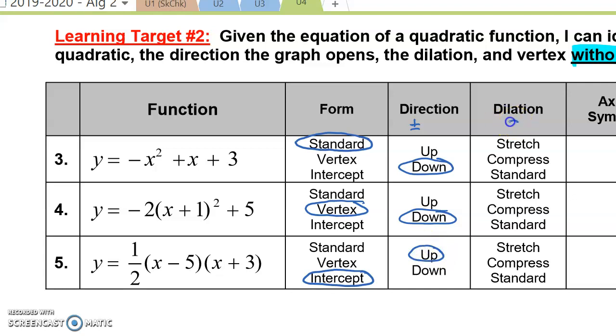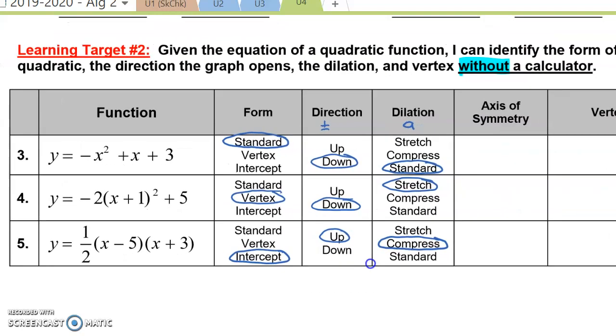Dilation is affected by the actual a value. In number 3, it's negative 1, 1 being that we have a standard looking quadratic. A value of 2 means that we have a stretch, a vertical stretch. And a value of 1/2 means we have a compression on number 5.